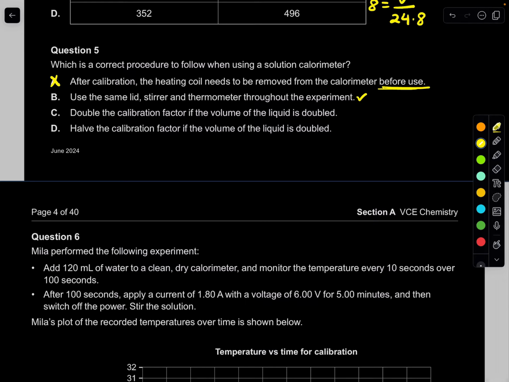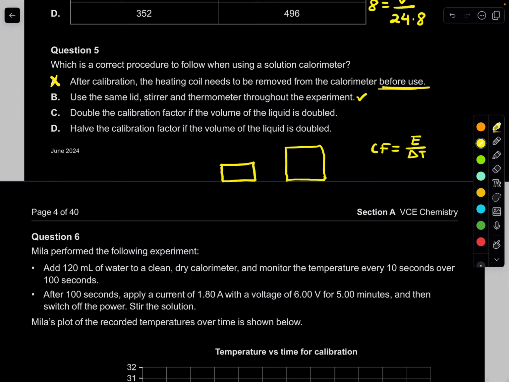Double the calibration factor if the volume of the liquid is doubled. Ooh, let's have a look at this. So let's say this is our calibration. It's actually quite small. Okay, this is how it looks. And say you doubled the liquid volume. Say this much. You doubled it. Now, remember, look at the calibration factor. It's the energy over change in temperature.